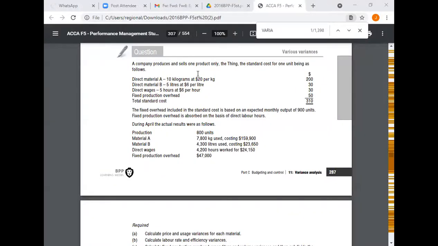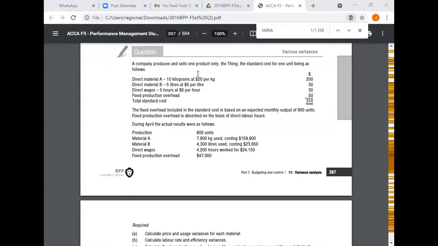A company produces and sells one product only. The standard cost for one unit is as follows: we have material A, material B, direct wages, fixed production overhead, and the total standard cost. The fixed overhead included in the standard cost is based on an expected monthly output of 900 units. Fixed production overhead is absorbed on the basis of direct labor hours.